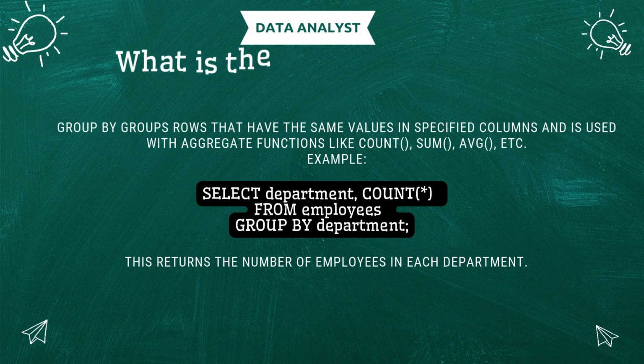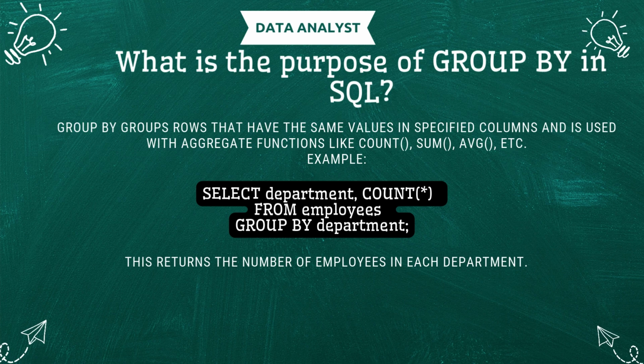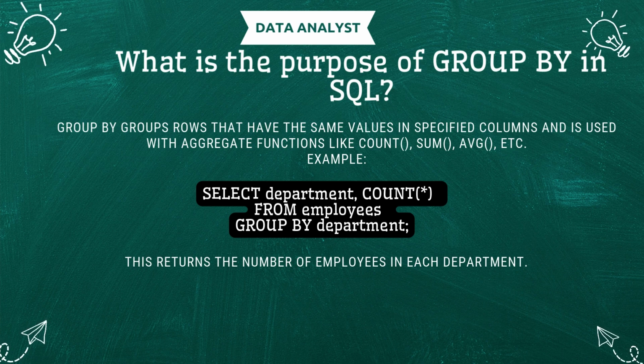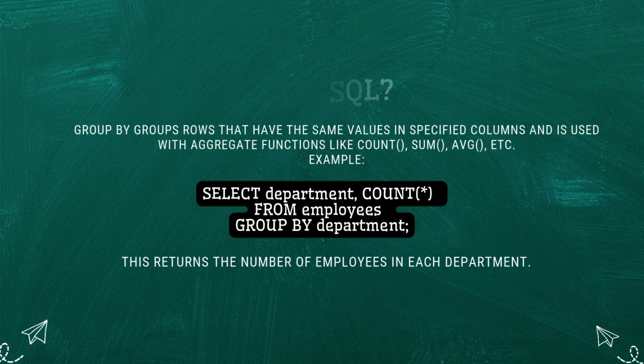What is the purpose of GROUP BY in SQL? GROUP BY groups rows that have the same values in specified columns and is used with aggregate functions like COUNT, SUM, AVG, etc. Example: SELECT department, COUNT(*) FROM employees GROUP BY department. This returns the number of employees in each department.